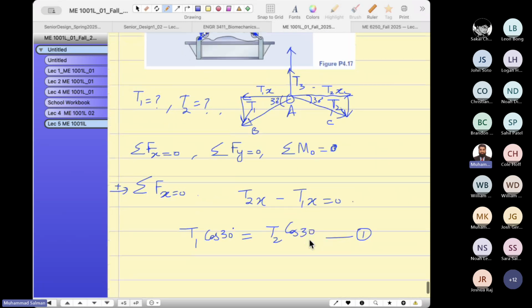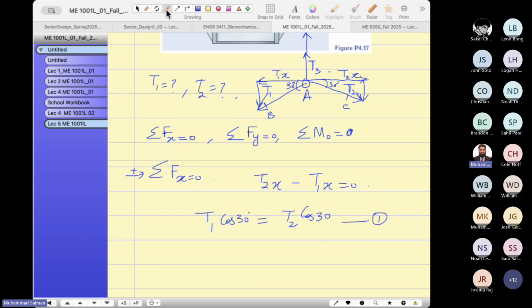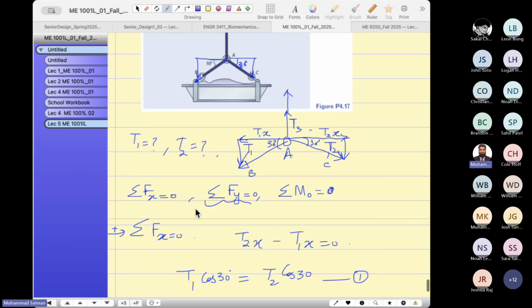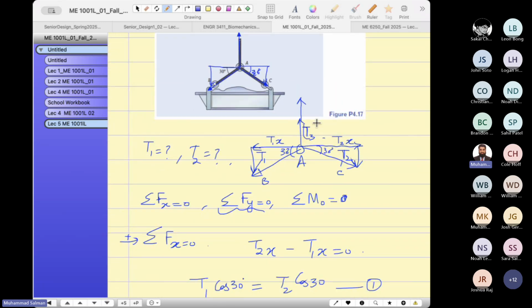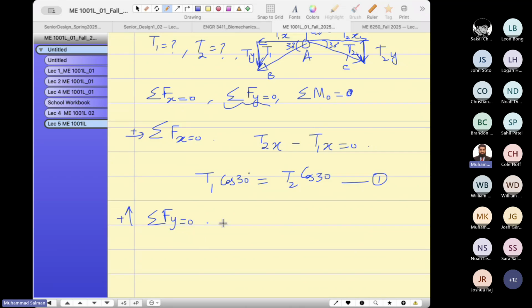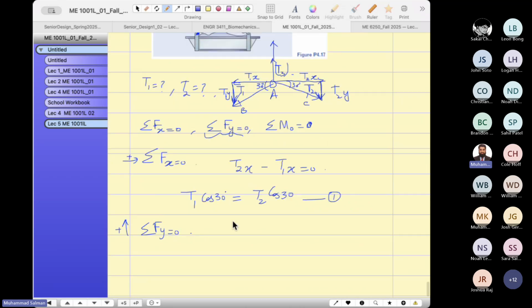Okay, now let's form the signs. Apply the second equilibrium condition. I'm going to use positive upward. All the forces along the y equal 0. So let's use this free body diagram. T1 and T2y are downward, only T3 is upward. So can I write it like this? T3, let me zoom out a little bit, T3 is positive minus T1y minus T2y.